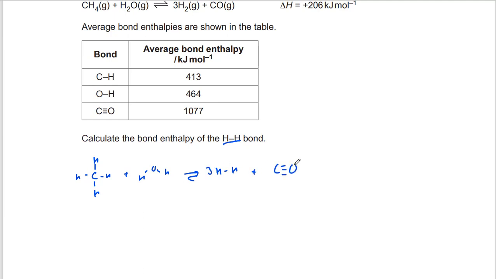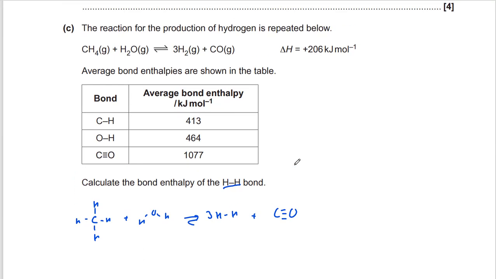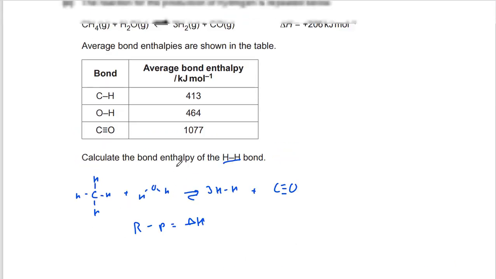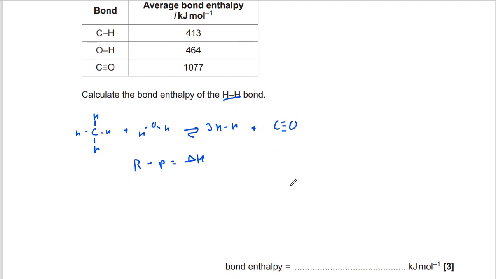Now, it's already balanced for us. So all we need to do now is calculate the H to H bond. So remember, reactants minus products equals delta H. So R minus P equals delta H. Let's put in what we do know. We know delta H is 206, so I'll put that in at the end. So equals plus 206. Now, the product, we only know CO. We know it's minus 1077. We don't know the H's and we know the other 2.